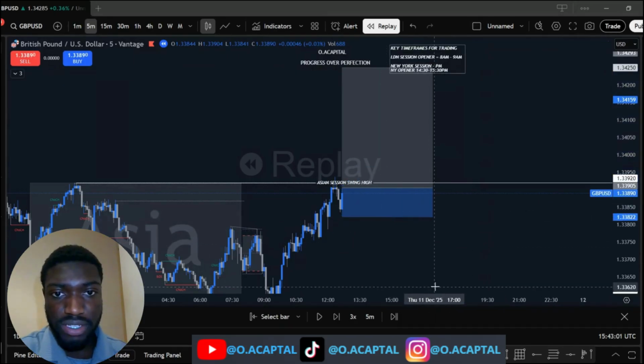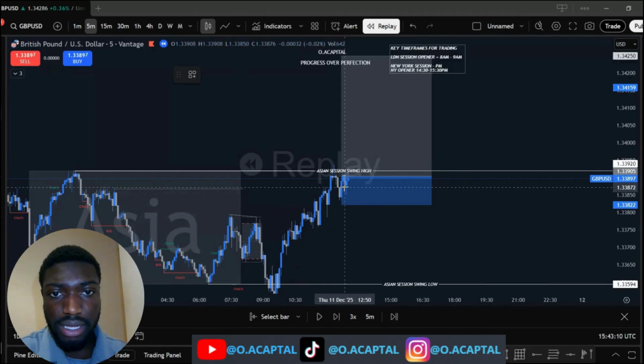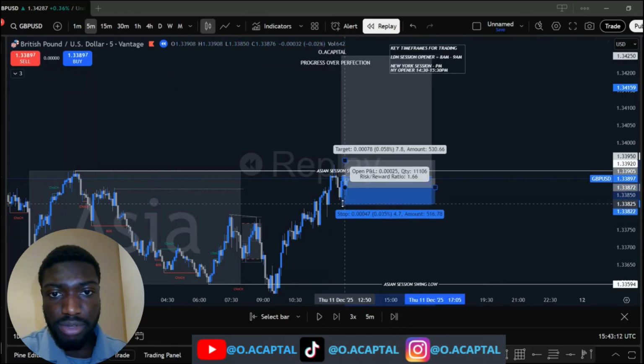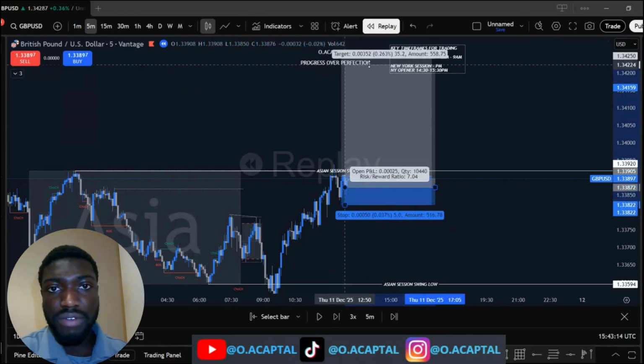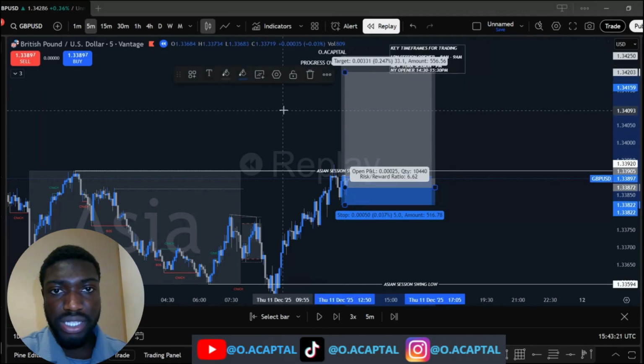So this went to my first entry, and I believe my second entry is when price pushed a bit. So yeah, my second entry I believe was here. So when price pushed and came back, I was very, very confident that the price would play out as I wanted it to. And I think my second TP was just here.